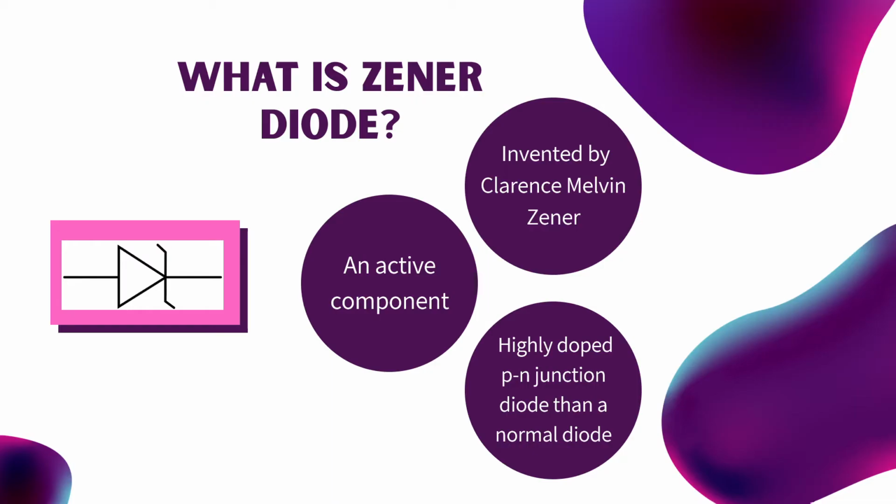First, what is a Zener diode? A Zener diode is an active component, a semiconductor as we all know. It was invented by Clarence Melvin Zener, and that's where the name came from, his own name. It is a more highly doped p-n junction diode than a normal diode.